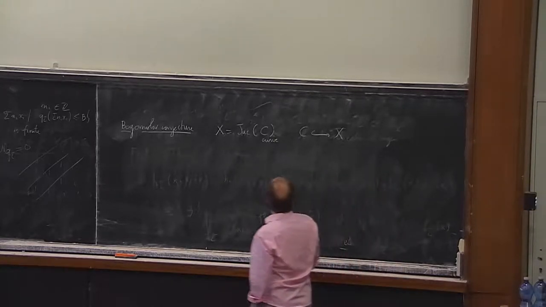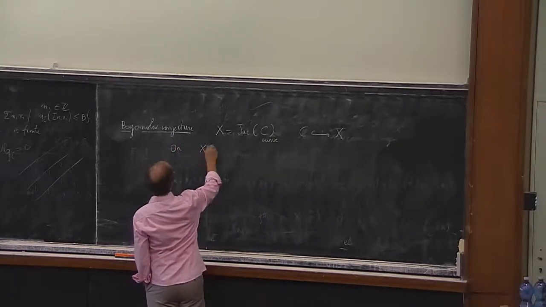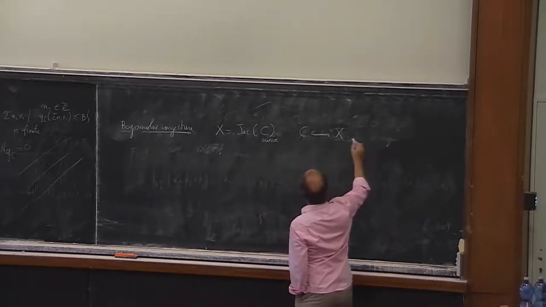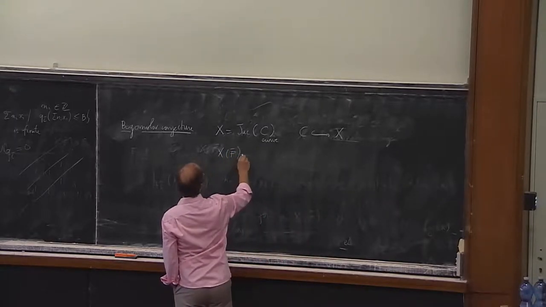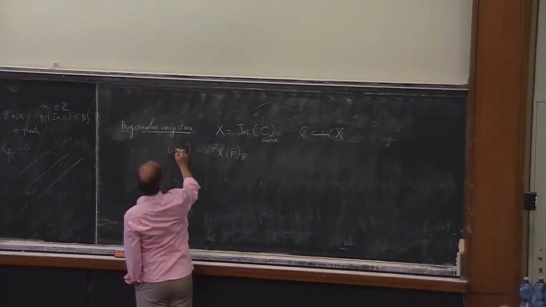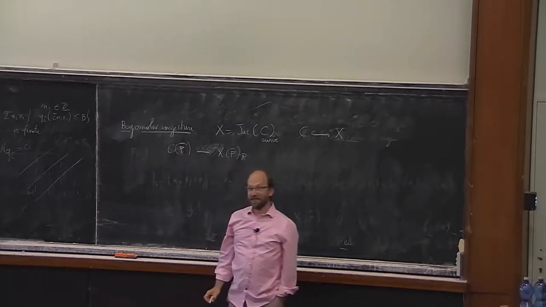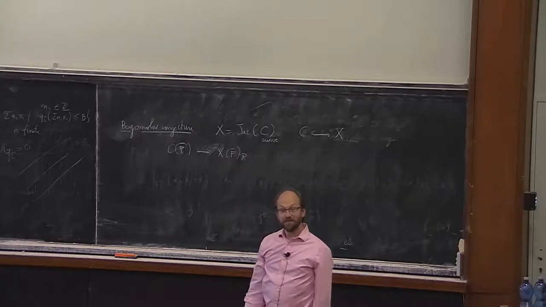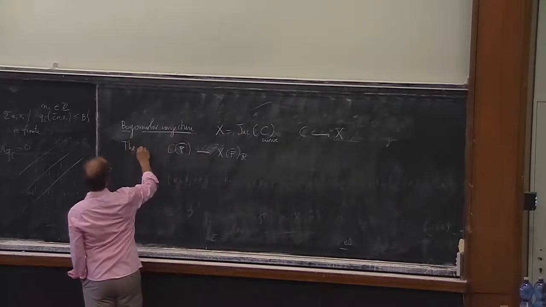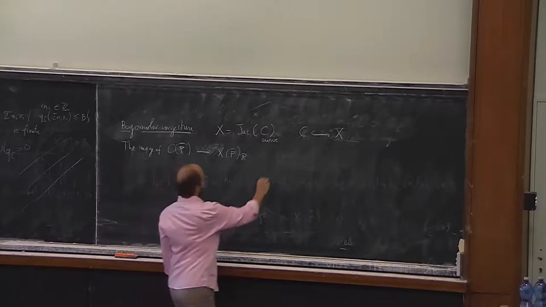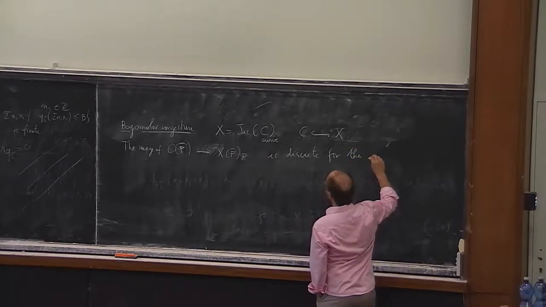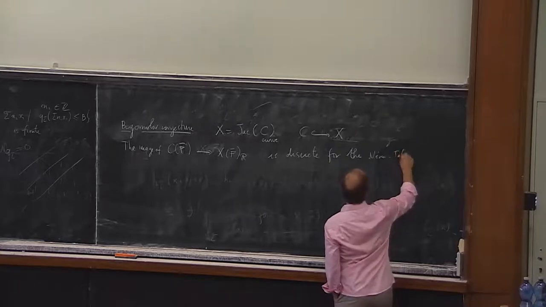And so the question is that on X of F bar, you take the points there, X of F bar tensor A, and you look at the image of the points of the curve inside this quadratic space. And the conjecture of Bogomolov is that the image of F is discrete for the Néron-Tate topology.